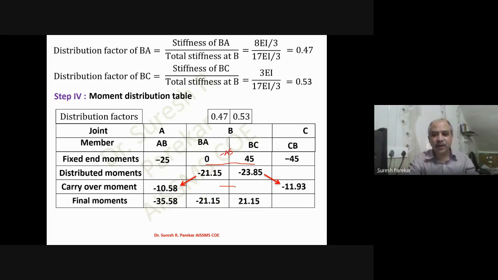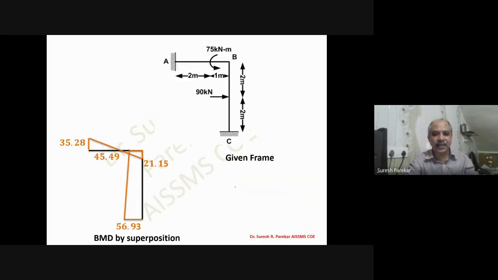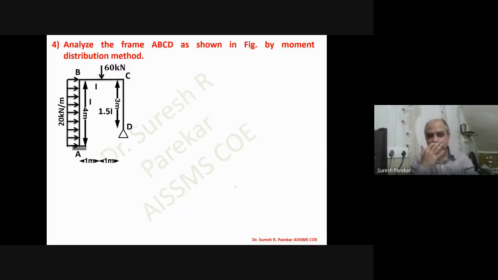And then we have to go for final moment, and then we have to plot BMD. So I have plotted the BMD the same way as in the slope deflection method, so I will not repeat it. And then we will go to problem number 4. So now we have problem number 4. Now you can see, directly I can see this is sway, because it is not symmetrical.